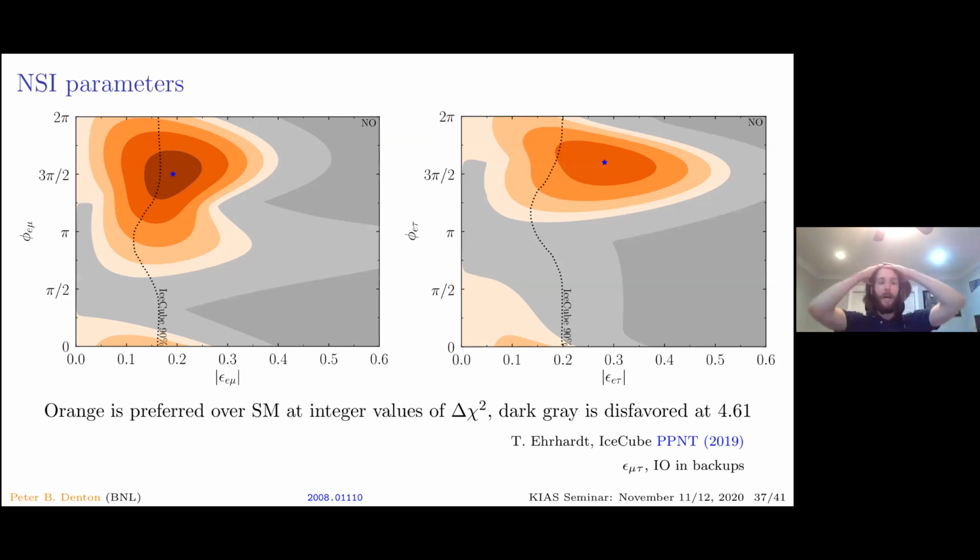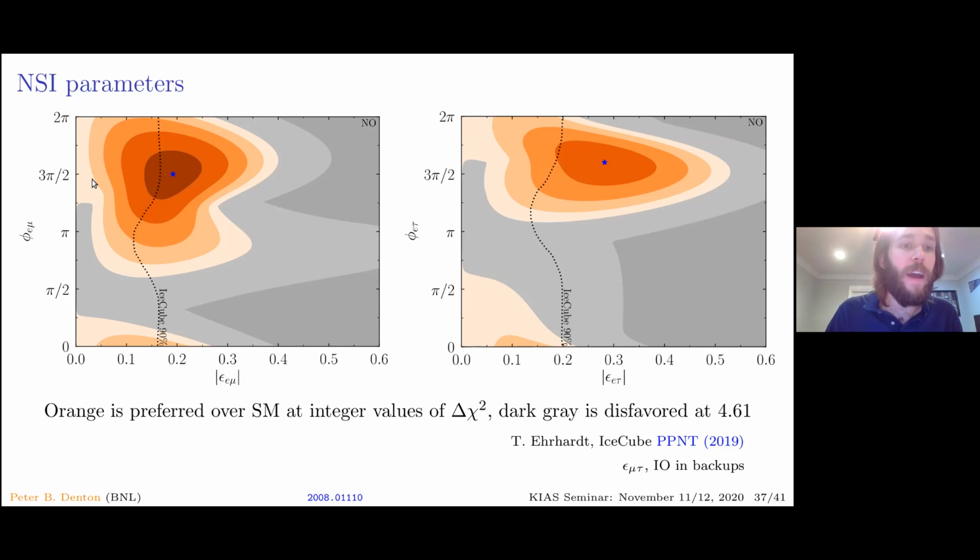So here are the preferred regions for the NSI parameters. I show a few of them here. The other ones are in the backups if you want to see that. The orange region is that preferred over the standard model. On the left, I'm showing epsilon e mu, the new interaction in the electron-muon sector, and on the right is e tau. The x-axis is the magnitude of the new interaction, and the y-axis is the phase. So the standard model is on the left axis here. The dark gray is disfavored, and the blue star here is the preferred point.